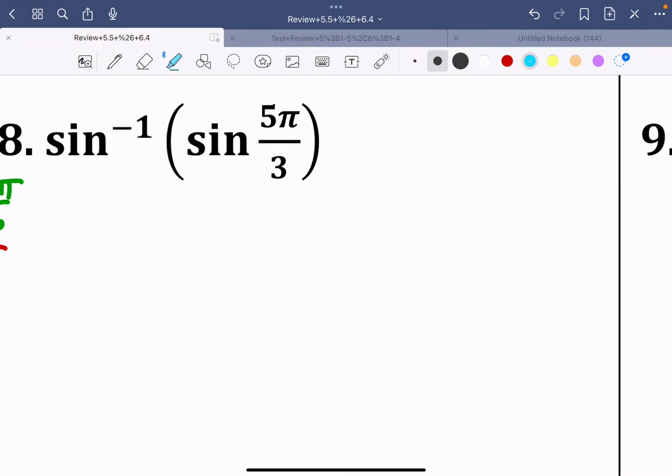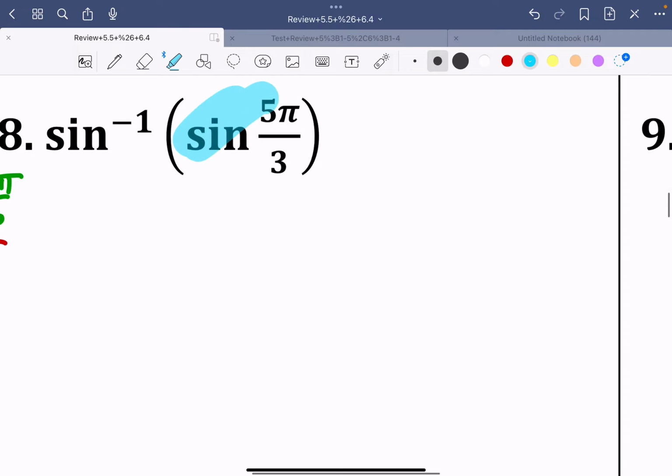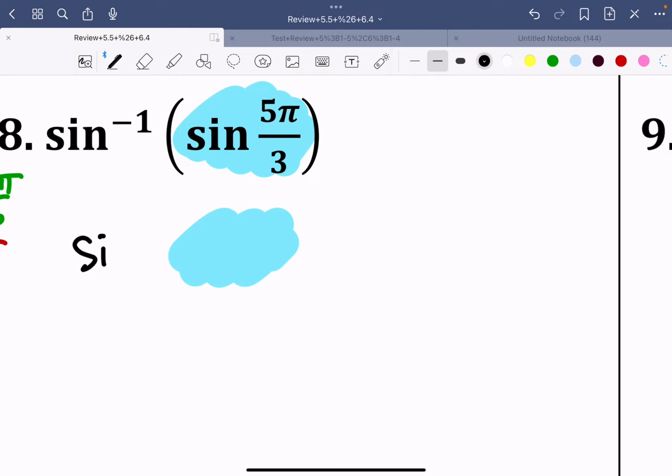Okay, let's keep going. Sine inverse of sine. So let's think of this as two problems. First, I'm going to find the sine of this, and you're going to get a number, and then you're going to take the sine inverse of that number, and you're going to get an angle at the end.